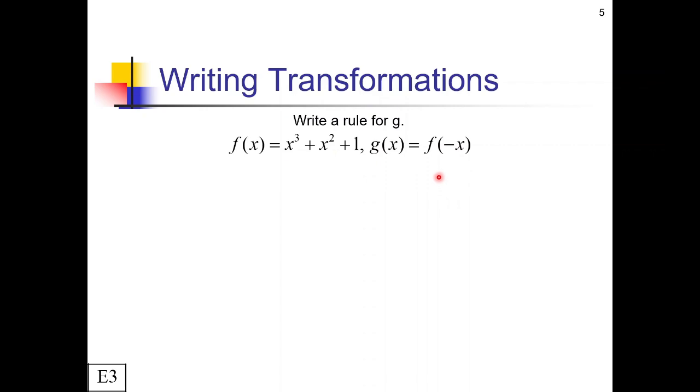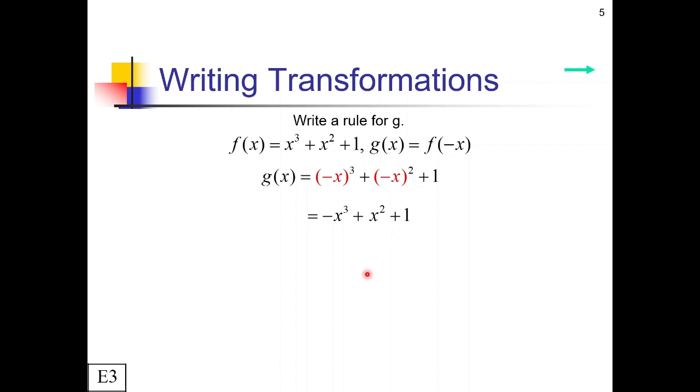All right, so all we actually have to do here is plug in negative x for all of the x's. So we have negative x cubed, negative x squared plus 1. Negative x cubed is going to be just negative x cubed without the parentheses. Negative x quantity squared, that's actually going to be positive x squared, negative times a negative. And then that 1 is still over there. And that's it for this one.